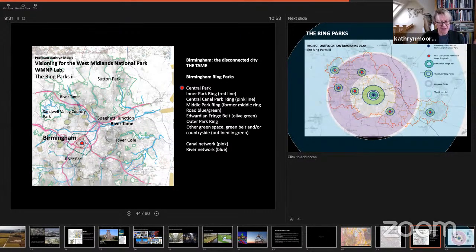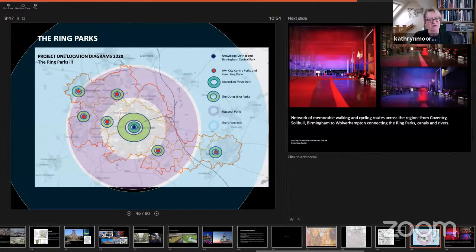And if you begin to think about how those could be joined together as the attractors for, or the points for development rather than the road system, which is what we currently do, we could really begin to have a different region. And then how we can spread that across the region so that we think about having city centre parks in each of the cities, and then these can be connected to long distance footpaths through the remnants of these Edwardian fringe belts and the existing green open spaces.